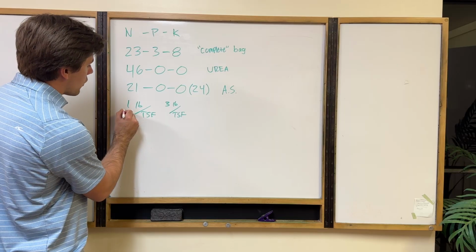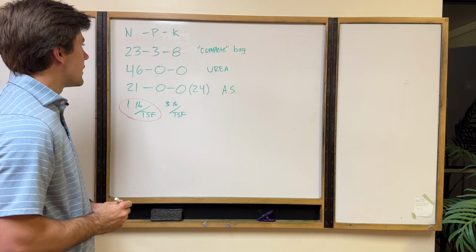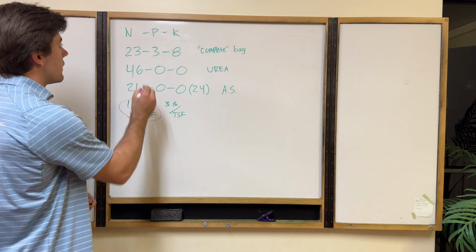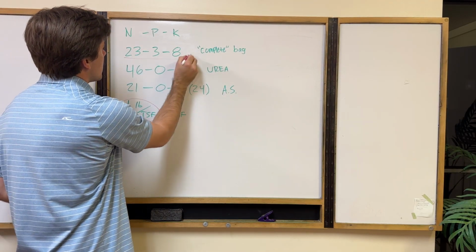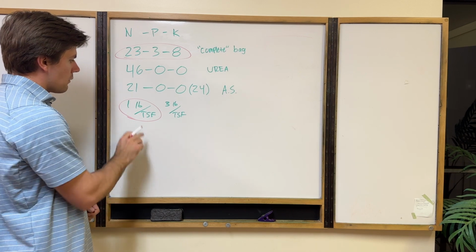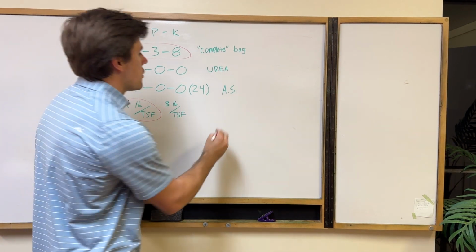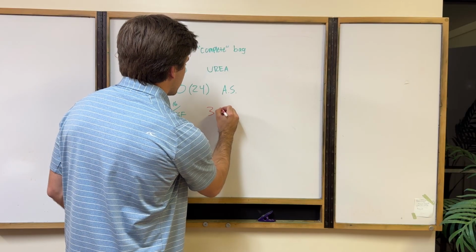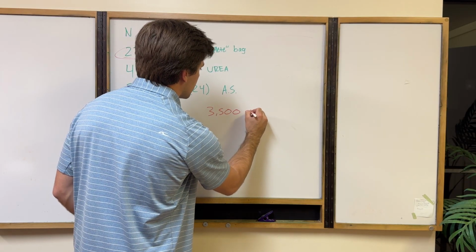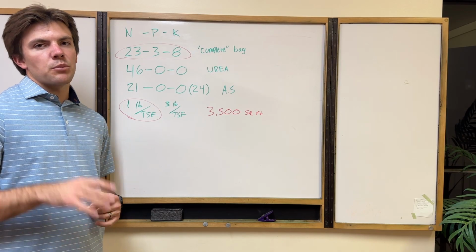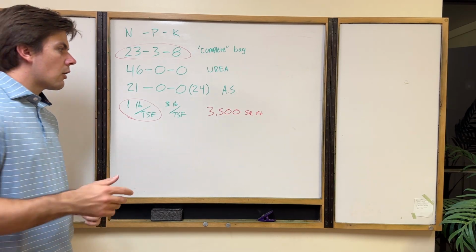Let's say our goal is 1 pound of nitrogen per 1,000 square feet, and you're going to be using this bag here of the stuff from the store. We're trying to go for 1 pound of nitrogen per 1,000 square feet, and your yard is 3,500 square feet. Really quick, if you want to take the opportunity, pause, do it on your own. Otherwise, we're going to get going on it.